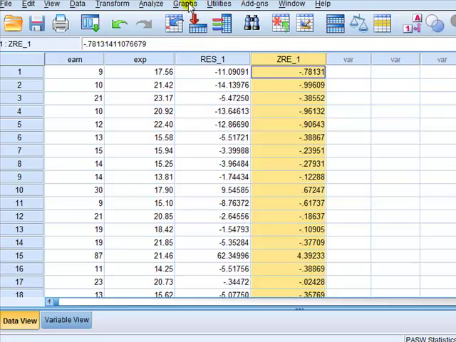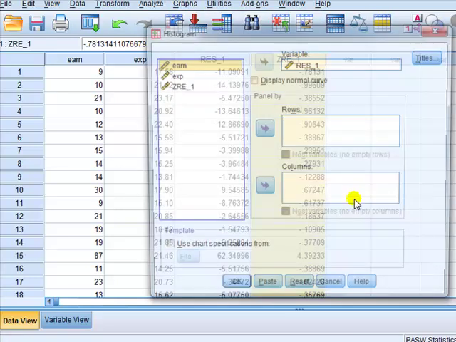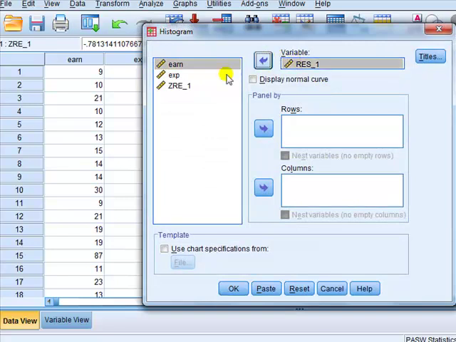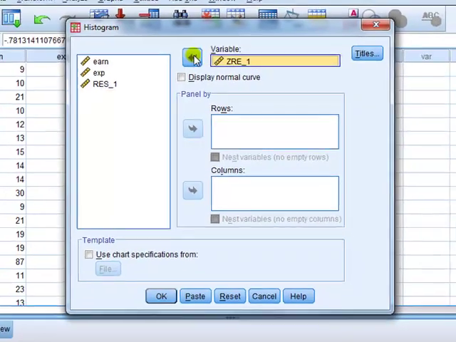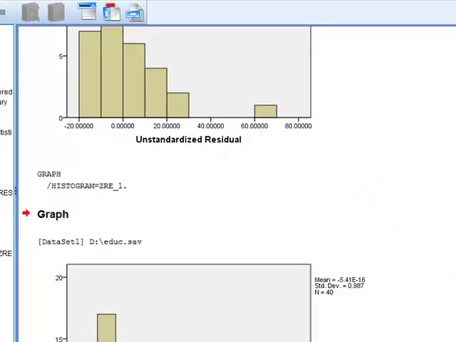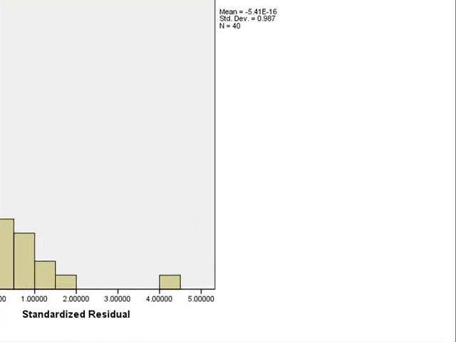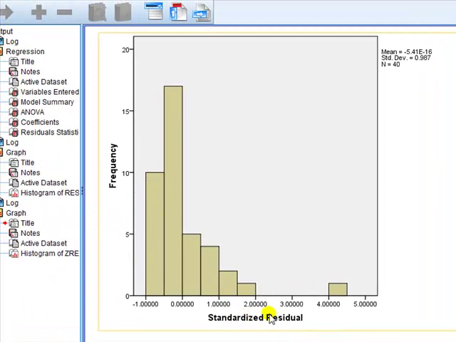Let's have a look. Graph, legacy dialogs, histogram, standardized residuals instead. Here it comes. It's a histogram of the standardized residuals. Is it normally distributed? No. It is still positively skewed.